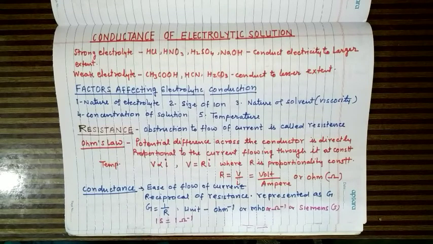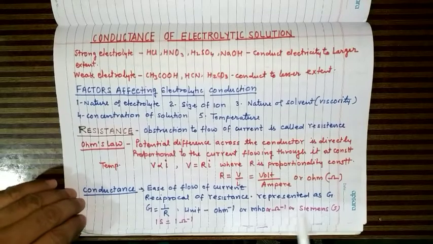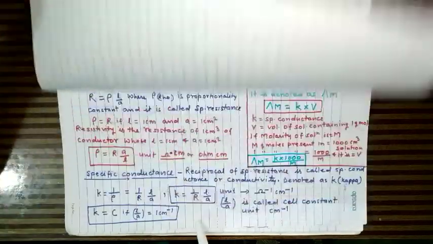Conductance. Ease of flow of current is called conductance. It is defined as the reciprocal of resistance. It is represented either by C or by G. So G equals 1 upon R, and its unit will be ohm inverse, mho, omega inverse, or it is also called Siemens. 1 Siemens equals 1 omega inverse.